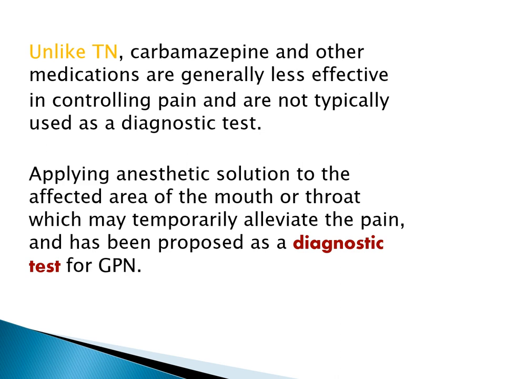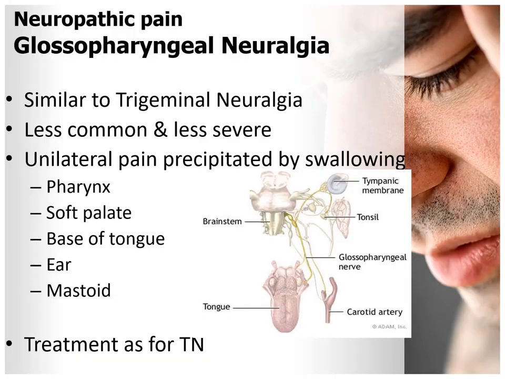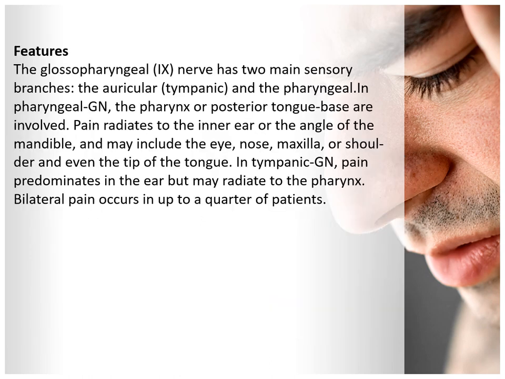Neuropathic pain, glossopharyngeal neuralgia, similar to trigeminal neuralgia, less common and less severe. Unilateral pain precipitated by swallowing: pharynx, soft palate, base of tongue, ear, mastoid. Treatment as for TN. Features: the glossopharyngeal nerve has two main sensory branches, the auricular, tympanic, and the pharyngeal. In pharyngeal GN, the pharynx or posterior tongue base are involved.